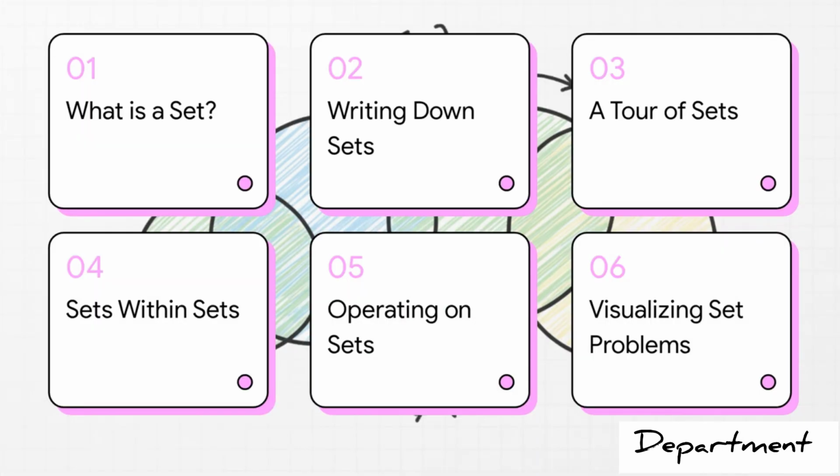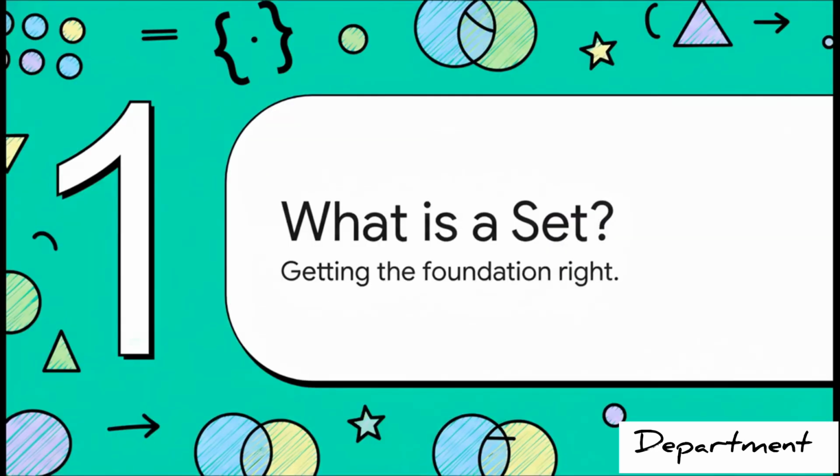So, here's what we're going to cover. We'll kick things off by figuring out what a set actually is. Then we'll see how to write them down. After that, we'll take a tour of the different types of sets, see how they can fit inside each other, and learn a few operations we can do with them. And to wrap it all up, we'll use everything we've learned to solve a classic problem. Let's get to it. All right, first things first, what exactly is a set?